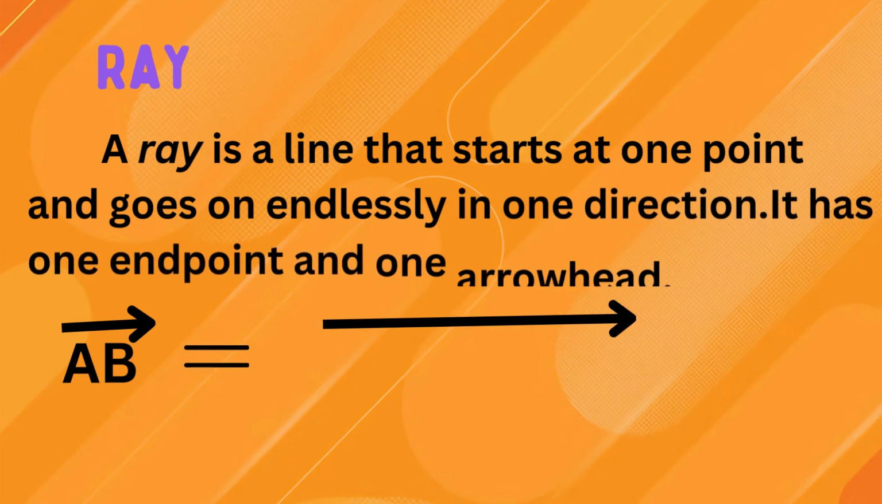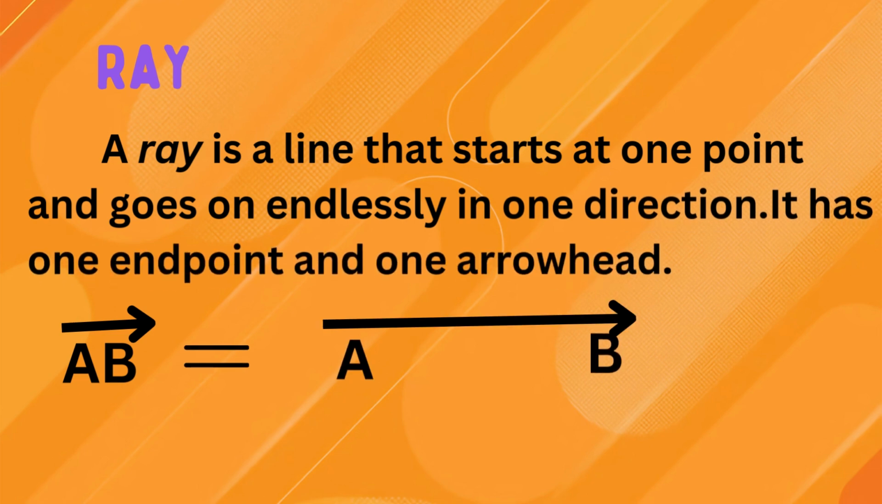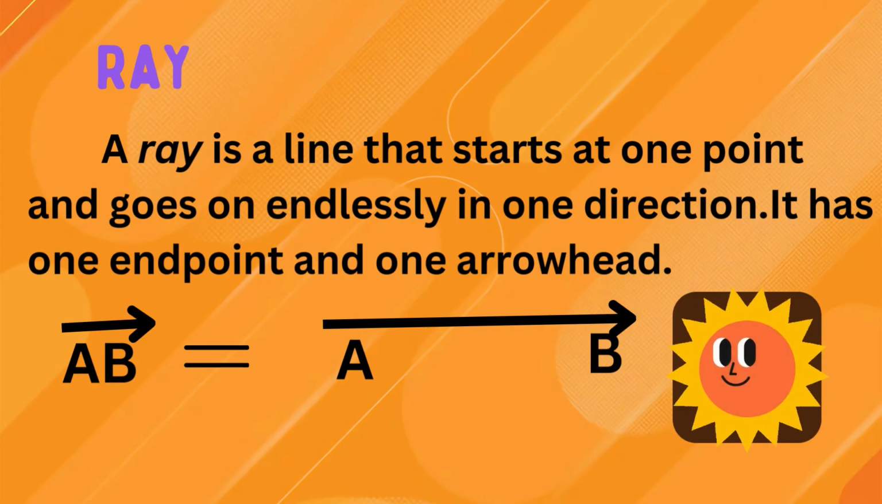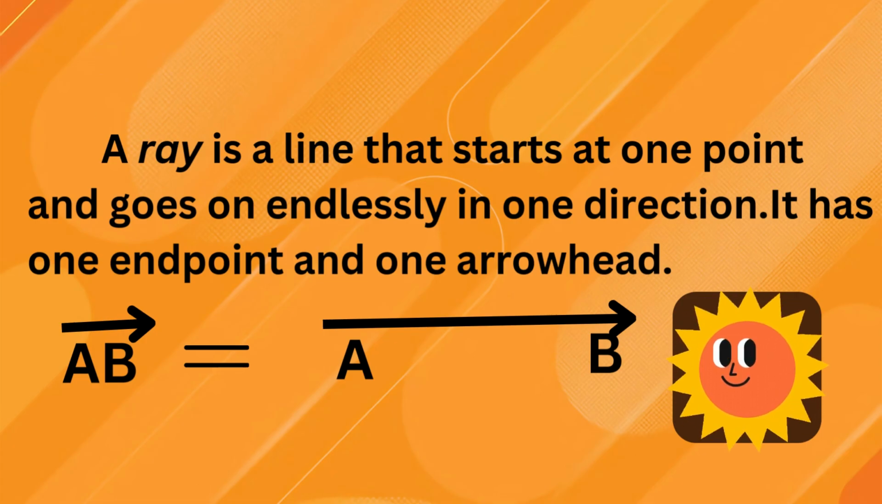Ray. A ray is a line that starts at one point and goes on endlessly in one direction. It has one endpoint and one arrowhead. For example, ray AB starts from A and goes in the direction of B forever. Think about sunlight coming from the sun. It starts from the sun and goes on endlessly.